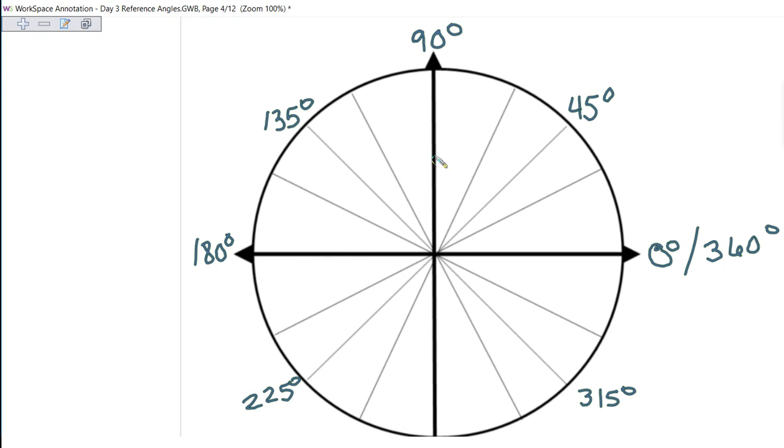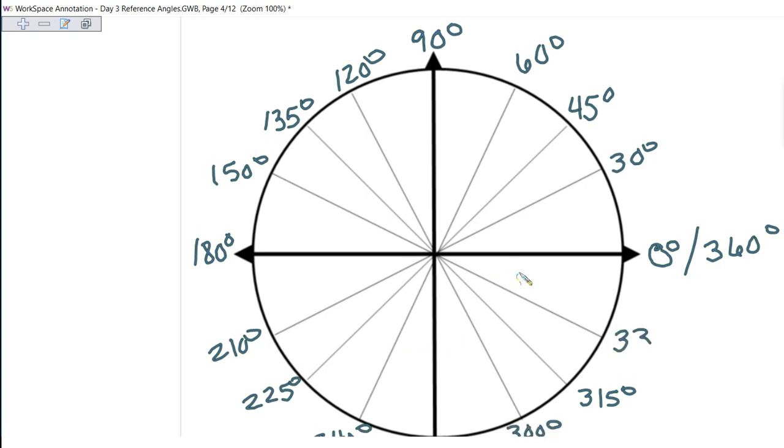Now, these two pieces that are missing, what are those counting by? 30 degrees. So this would be 30 degrees, 60 degrees. 90 is already marked. This one would be 120 degrees, 150 degrees. 180 degrees is already marked. This would be 210 degrees, 240 degrees. 270 is already marked, so this would be 300 degrees. This would be 330 degrees, 360 degrees.